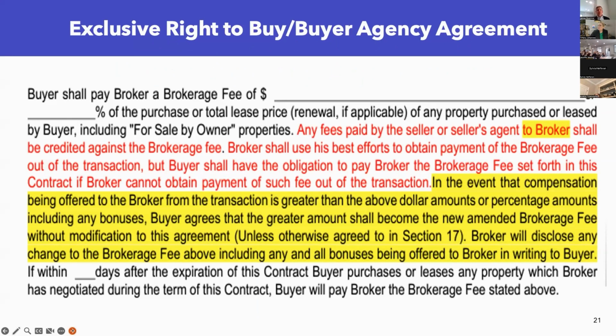In the event that compensation being offered to the broker from the transaction is greater than the above dollar amounts. In other words, what you have filled out in those two blanks that are showing as either a dollar amount or a percentage. If it's different, if it's greater, then we don't have to do anything. So if you had said 3% to your buyer and the listing says 3.5, what do you have to do? Zippo, nothing, okay? You're good. And what do you get to collect? 3.5. Okay, that's it.